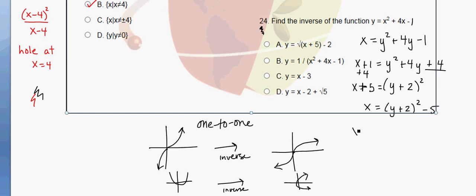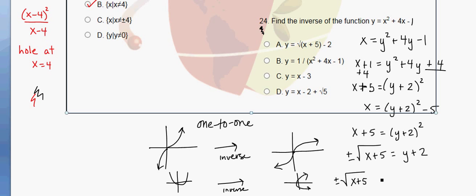Actually, I'm going to leave that over on the other side. x plus 5 is equal to y plus 2 quantity squared, because I'm solving for y, not x, obviously. Sorry. Okay, so I'm going to take the square root of both sides. What I wish I could see in this problem is a plus or minus the square root of x plus 5, and then minus 2. So if I graphed this in my graphing calculator as two functions, one with the positive, one with the minus, then I would get both halves of the sideways parabola.